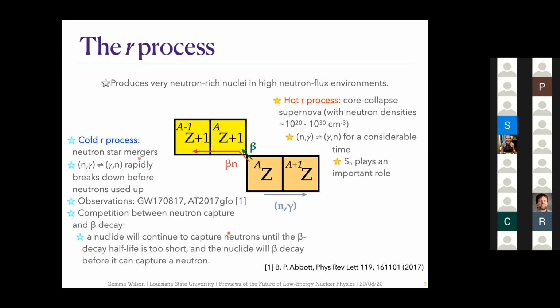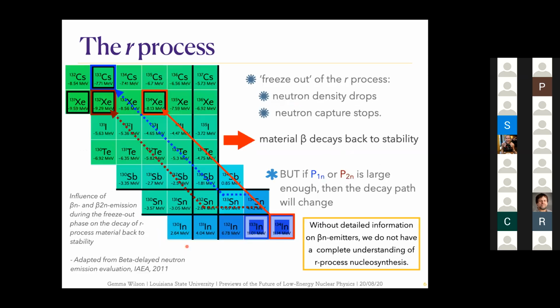In the cold r process, which happens inside neutron star mergers, the evidence of which came with the observation of the gravitational wave back in 2017, the neutron capture and photodisintegration equilibrium rapidly breaks down before the neutrons are even used up. So a nucleus will continue to capture neutrons until the beta decay half-life is too short, and then it will beta decay before it can capture a neutron. At the end of the r process, called freeze out, the neutron density drops, and neutron capture stops because there aren't enough neutrons to capture. Then the material will decay back to stability.